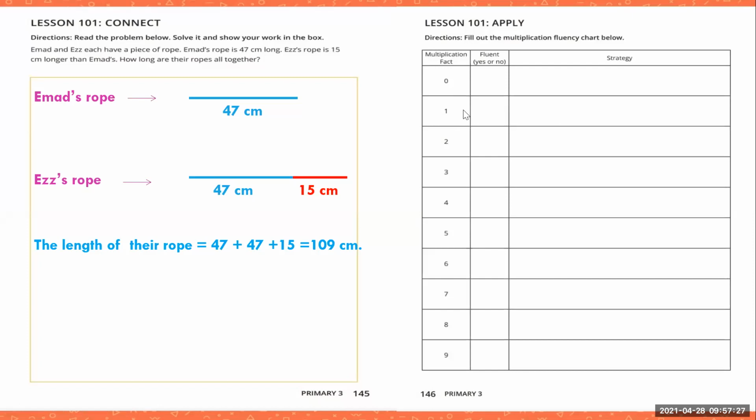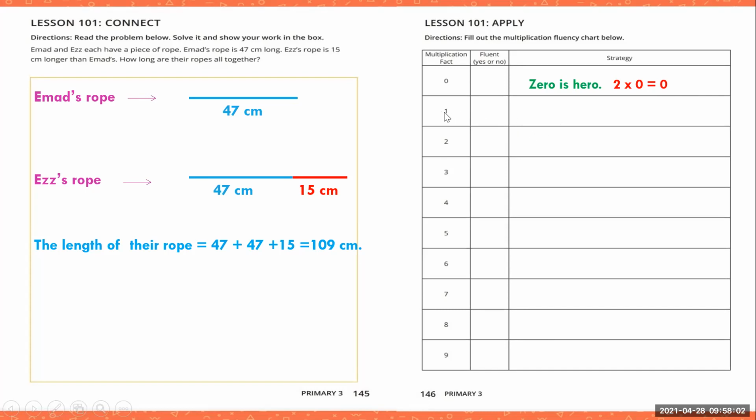So we know that zero is hero. What do we mean by zero is hero? When I multiply any number by zero, the result or the product will be zero because zero is hero. 2 times 0 equals 0. 100 times 0 equals 0. 1000 times 0 equals 0, and so on.